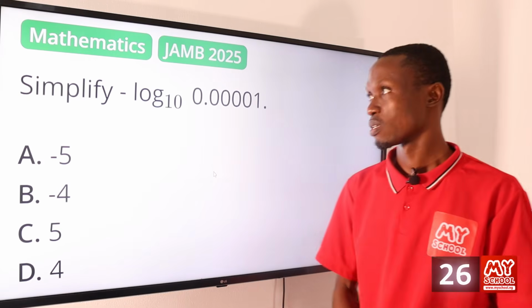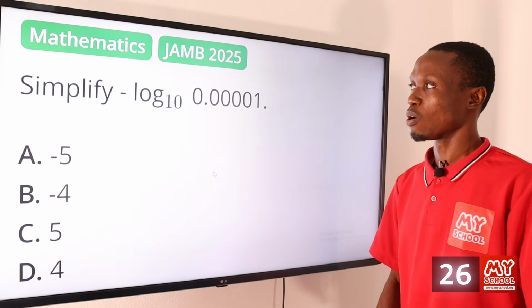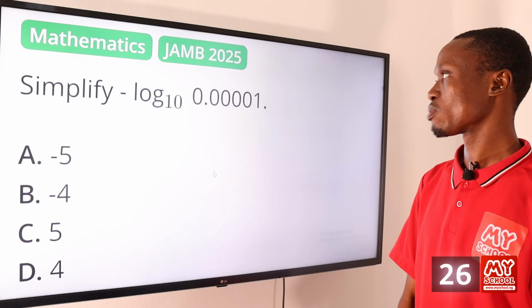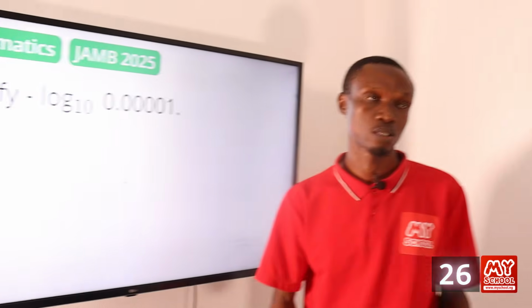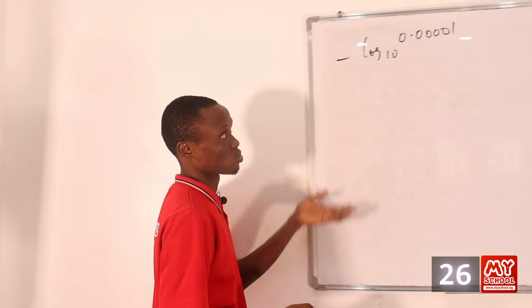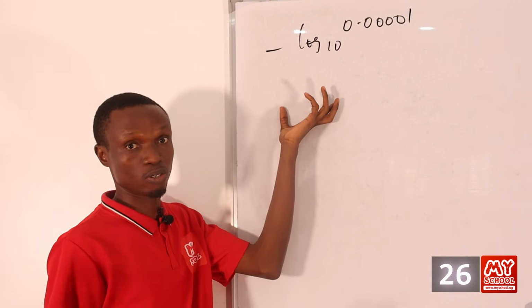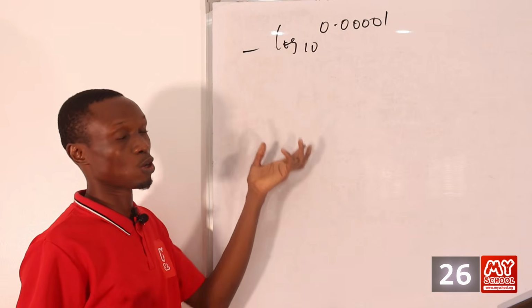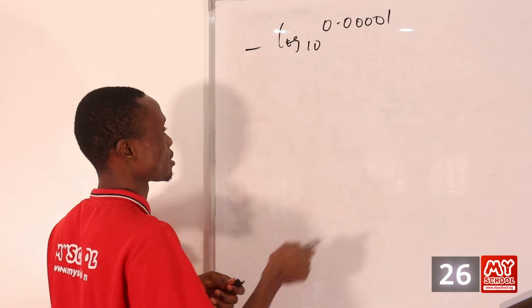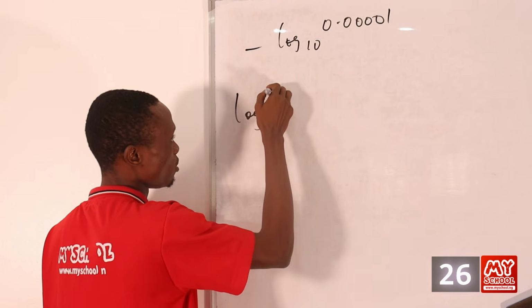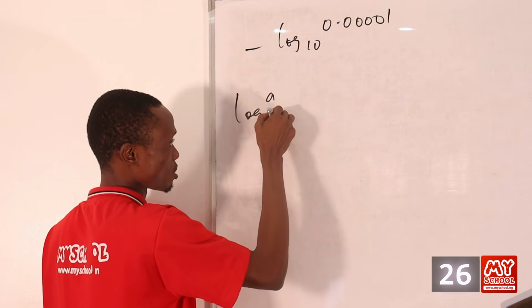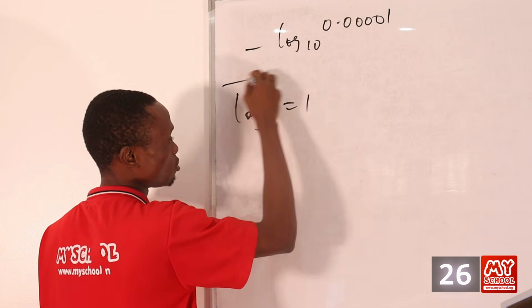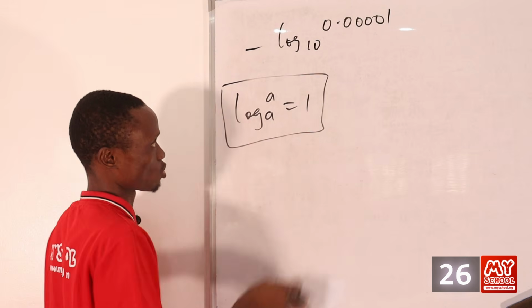Question 26. Simplify minus log 0.00001 base 10. So let's move over to the board to provide the answer to this question. First thing first, to solve this problem on logarithm, we have to apply one of the laws of logarithm, and that is when I have log of a number and the base of the log is also the same as the number, we have 1. So we are going to be using this to solve this question, right?